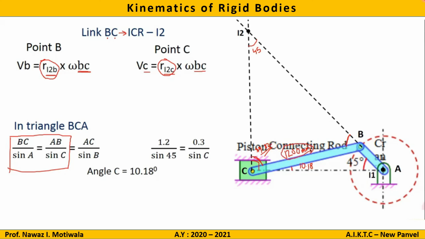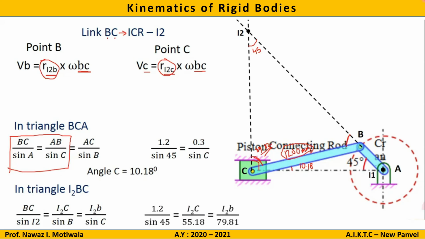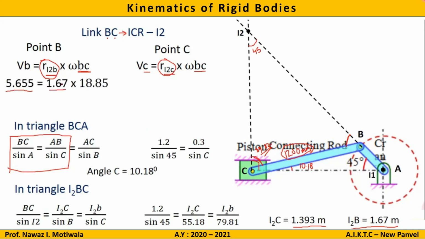So applying sine rule in I2BC, I will get BC upon sine I2 equal to I2C upon sine B equal to I2B upon sine C. Just substituting the values, I will get the answer for I2C as 1.393 meters and I2B as 1.67 meters. So I got the things which were required, that is R I2B and R I2C. Just substitute these two values in these equations. What I will get? R I2B I just found as 1.67, and here it will be omega BC.